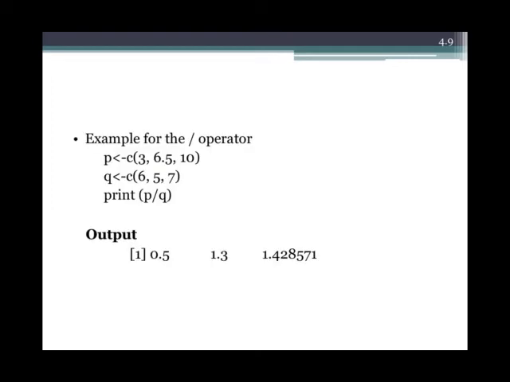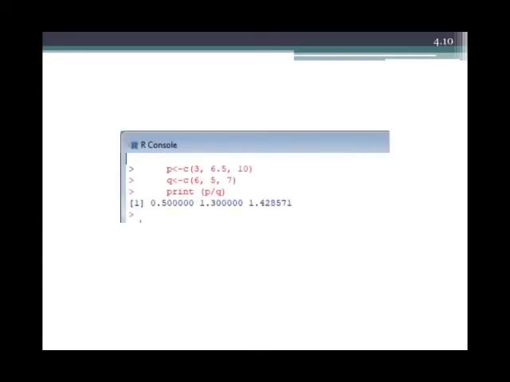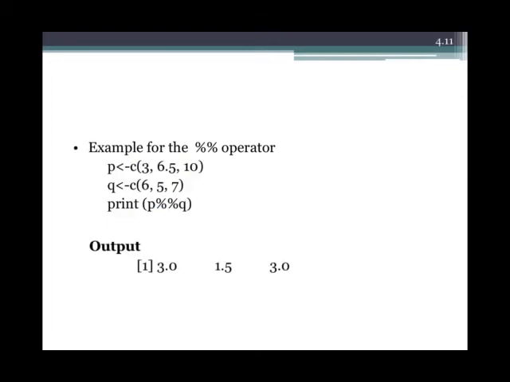The division operator, again, which is the same thing, the first vector being divided by the second. So we had a 0.5, a 1.3 and a 1.42, 8571, etc. Output of the division is also pasted here for your convenience. If you have any difficulty, please mail us.